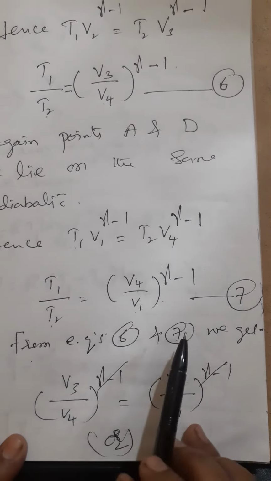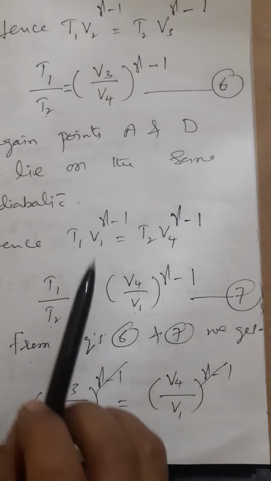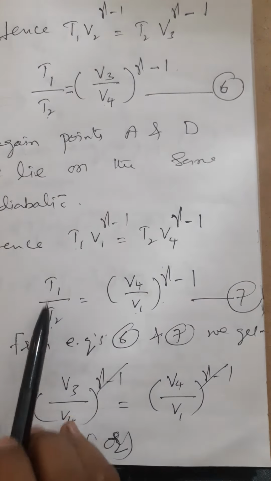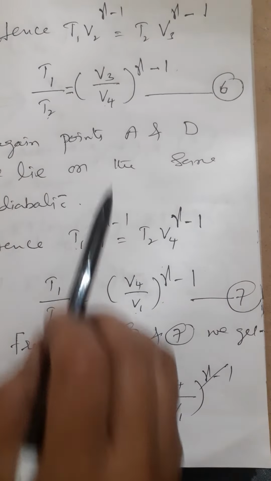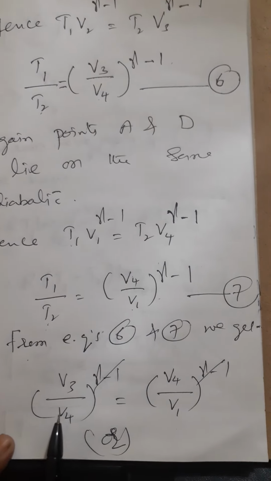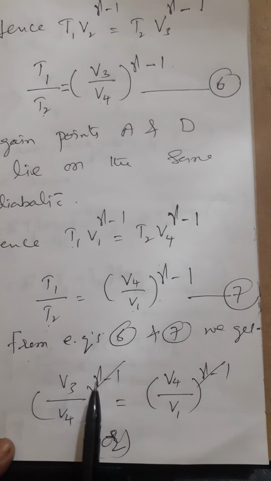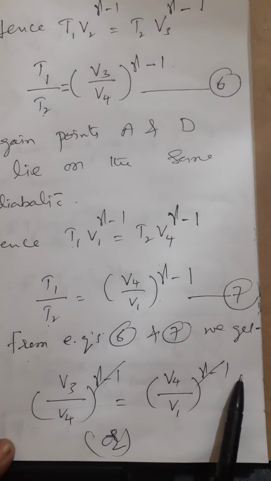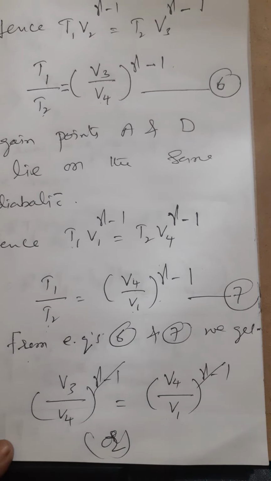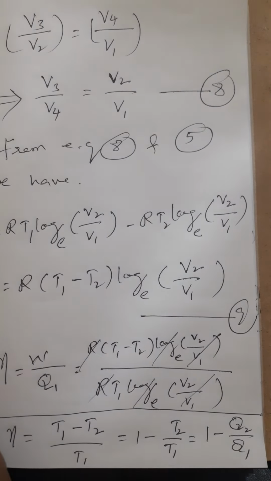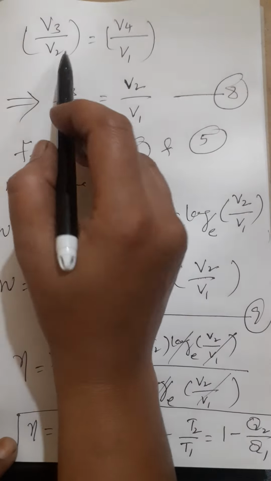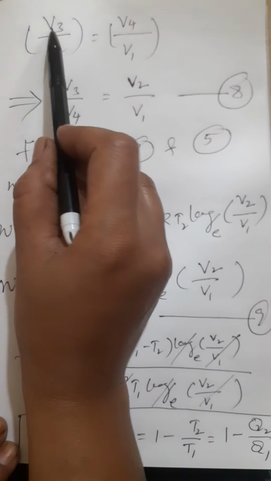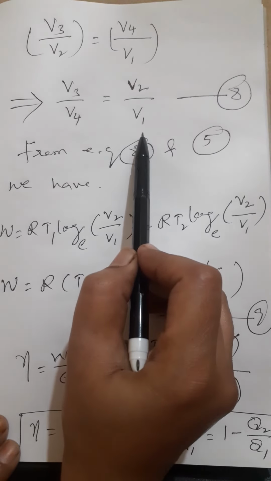Now we compare equations 6 and 7. Both are equal to T1 by T2, so we equate these two. Then V3 by V2 to the power of gamma minus 1 is equal to V4 by V1 to the power of gamma minus 1. On both sides gamma minus 1 gets cancelled. Then we will get V3 by V2 is equal to V4 by V1. So this can be written as V3 by V4 is equal to V2 by V1.